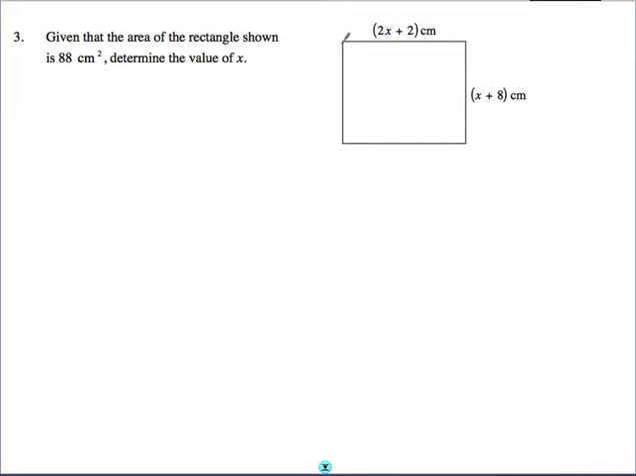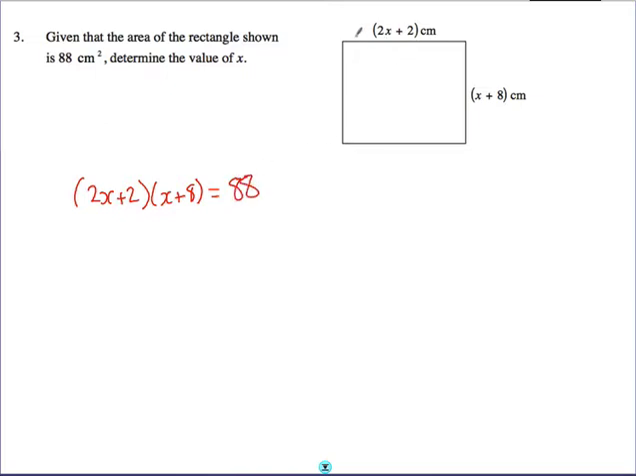Now, we know how to work out an area of a rectangle. It's length times width. And its length and width are given to us in terms of x and some numbers. So if we do 2x plus 2, the whole of 2x plus 2, hence why we need brackets, times the whole of x plus 8, that gives us something that we know how to do. It's expanding brackets. And that, if we do, gives us 88.